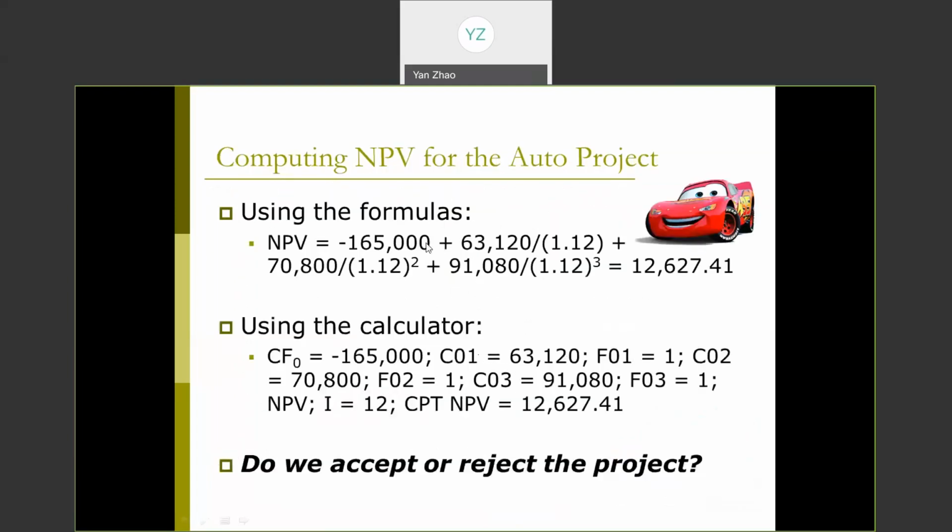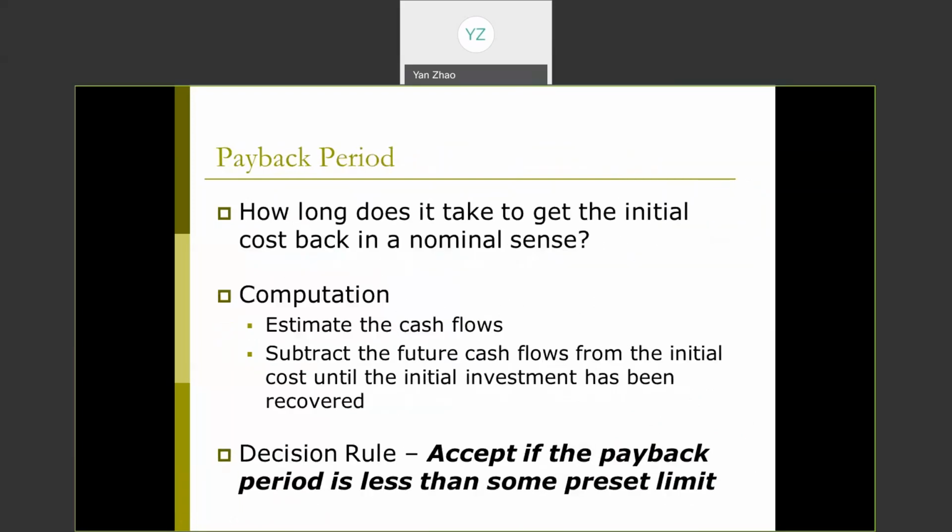So you want to discount back all the 3 years' cash flows accordingly at the 12% discount rate. Your net present value is $12,000, which is a positive number, and you should go ahead and do the project. The second way is to use the calculator. Again, watch the videos on YouTube. Get very familiar with your financial calculator. You should get exactly the same number, $12,000. And yes, we should accept the project because of the positive number.